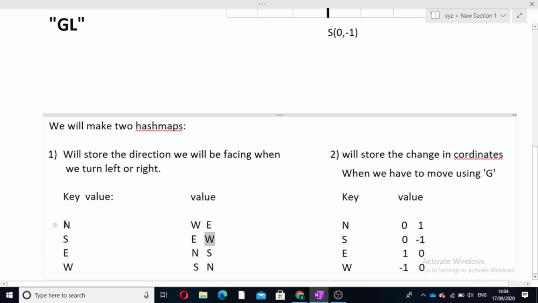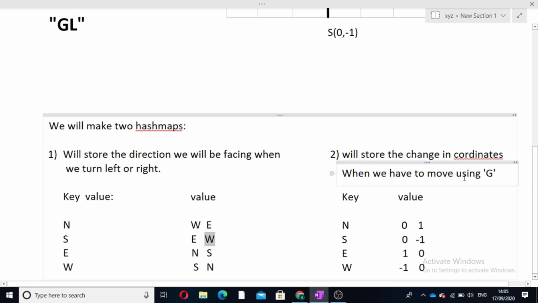The first key is the initial direction in which it was facing, and in the value there are two values. The first value is the direction it will be facing when it turns left, and the second value is the direction it will be facing when it turns right. So we can take a pair here as the value. This was the first hash map, which will decide the direction.